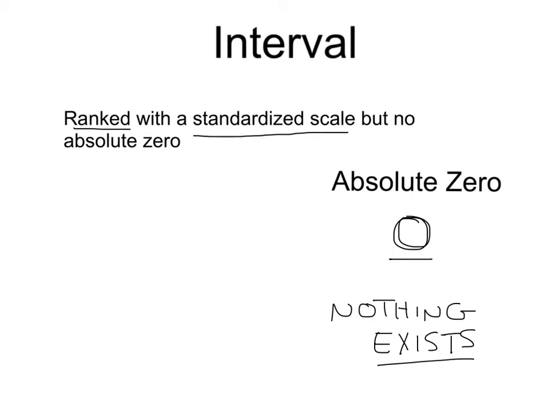But we know that in some situations you can have a 0 and still have the variable. For instance, when we look at temperature, we know that 32 degrees is freezing, 0 is really cold. But that 0 does not mean the absence of temperature. It means it's really, really cold out. So as a result, there is no absolute 0, and temperature is an interval level of measurement.